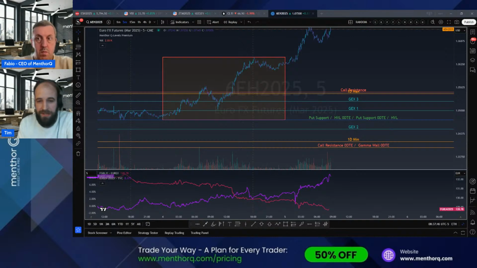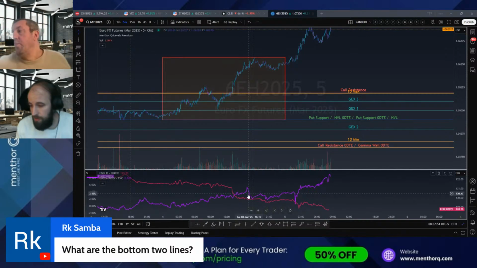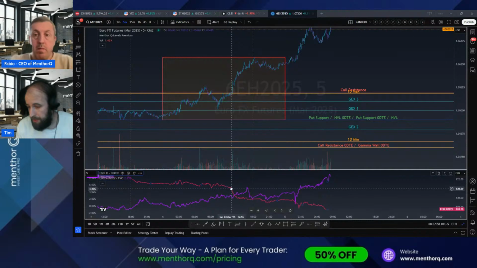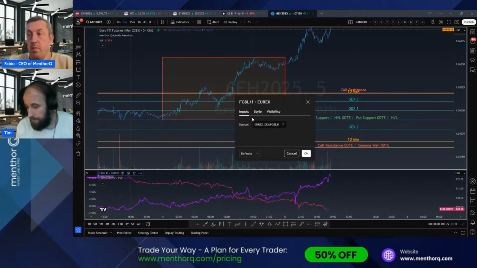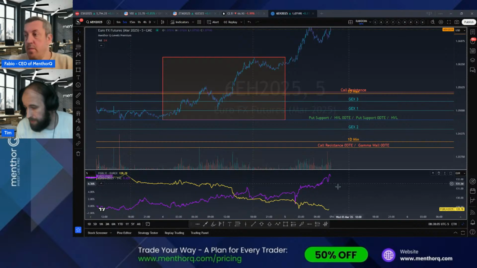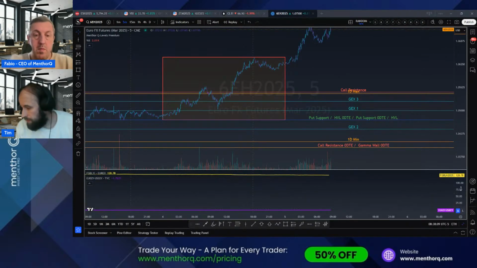And yeah, there is a question from Samba. What are the bottom two lines? That's how I trade. The two bottom lines, man, I hate those colors. I don't even know how they call it in English. I guess it's magenta, but let's make it yellow. It's more easy. On the right side.